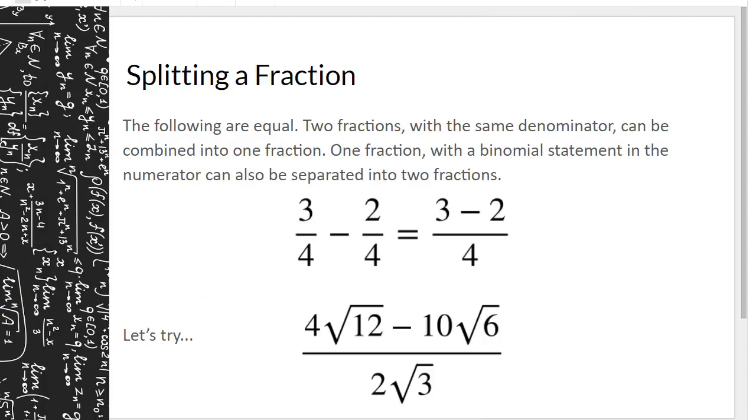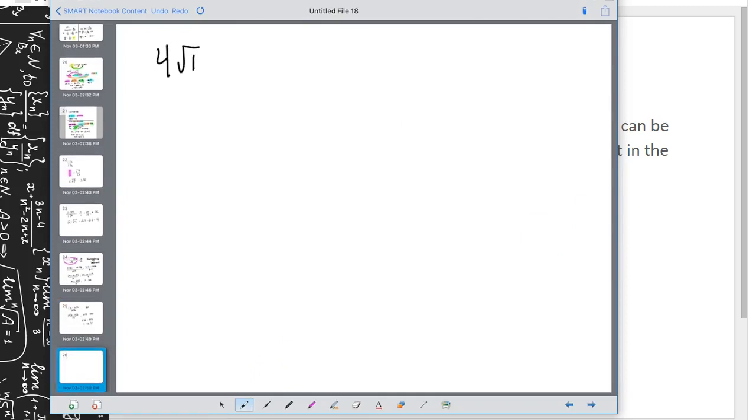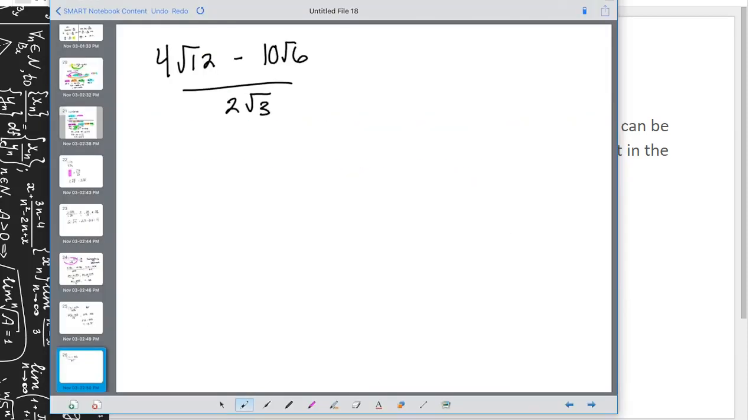And our third way is by splitting a fraction. So like I said earlier, 3 over 4 minus 2 over 4 is the same as 3 minus 2 over 4. Or we can break this up into 3 over 4 minus 2 over 4. So let's break up our 4 root 12 minus 10 root 6 over 2 root 3. So we can actually break this up into two fractions. 4 root 12 divided by 2 root 3 minus 10 root 6 over 2 root 3.